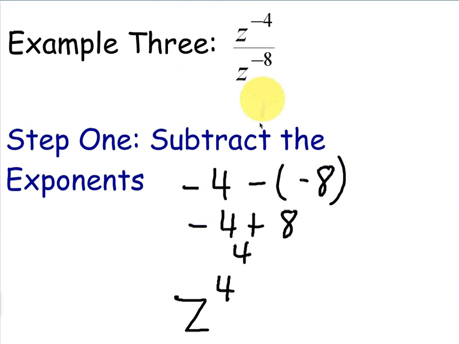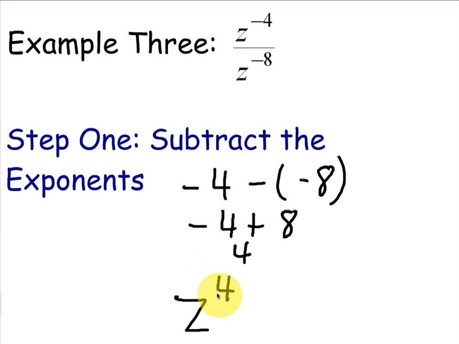So take the top exponent, negative 4, subtract the bottom. Negative minus negative is positive 8. Negative 4 plus 8 is positive 4. So the final answer is z to the 4th. z to the negative 4 over z to the negative 8 is z to the 4th.